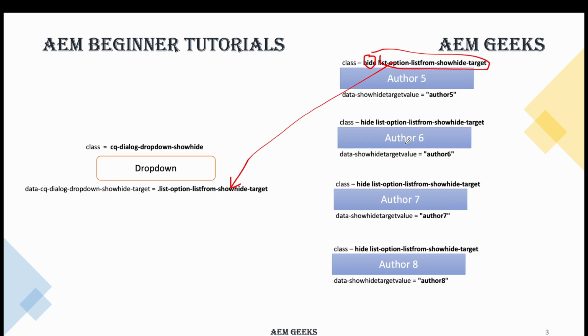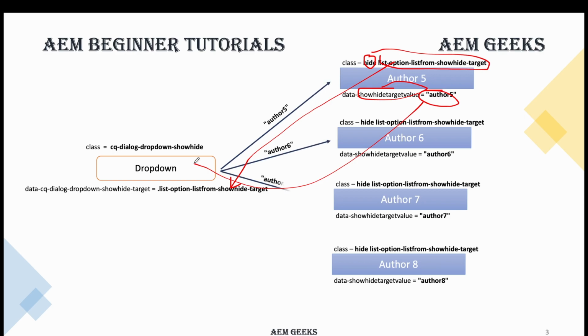Now I added an additional data property, showhide-target-value, and this value should match the items in this drop down. Let's say I choose item number 5, meaning the first, so the value of that item should be 5 here. When I choose 6 here, the value of that item should be 6. Text can be anything. Ideally we gave author 6, and the value is author in small letters and then 6.